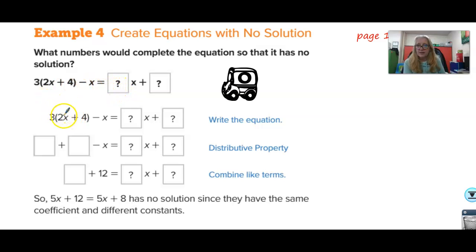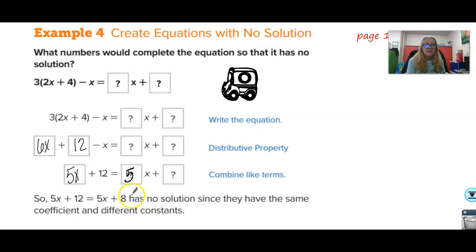Well, let's simplify this. 3 times 2x is 6x. And 3 times positive 4 is positive 12, all right? Well, 6x minus 1x is 5x plus 12. So we know that we have to have 5x. The variable terms must match, but the other numbers must not, okay?